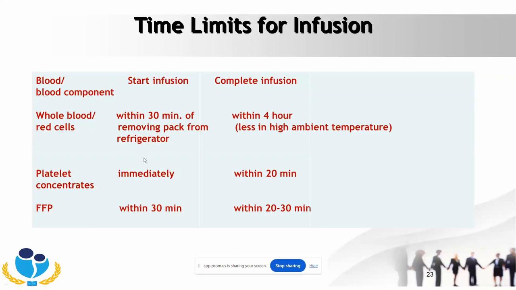Platelet concentrates, as soon as they are removed from the lab and reach the patient site, should be collected immediately and should be finished within 20 minutes. There is no risk of overload in platelet transfusion. FFP, fresh frozen plasma, should be collected within 30 minutes and should be finished within 20 to 30 minutes. This is to save the labile coagulation factors.